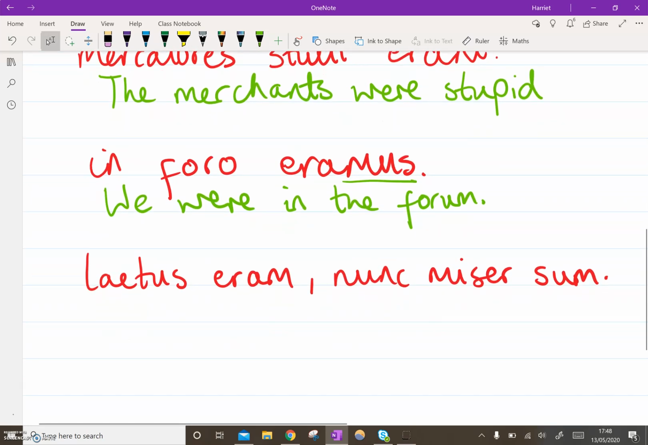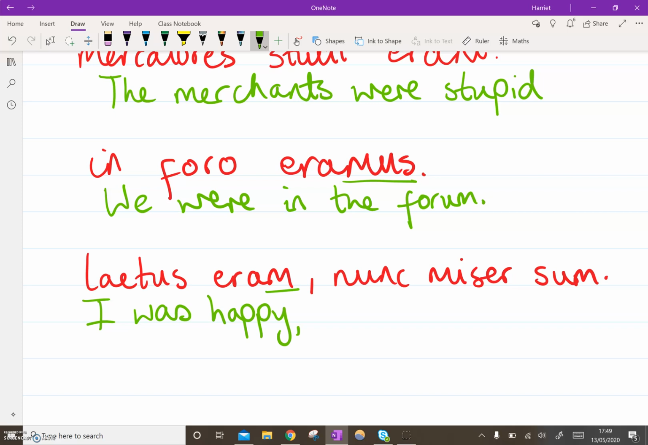And then the final one, we've got a mix of the tenses. So eram is that M ending, meaning I. So the first bit means I was happy. Nunc means now. Miser sum is the present tense, but it's still I, it's still got an M on the end. Now I am sad.